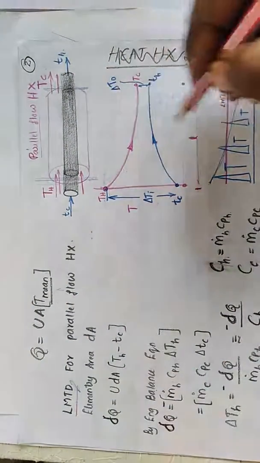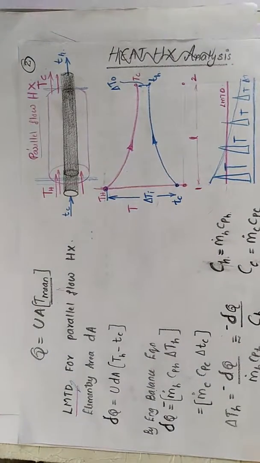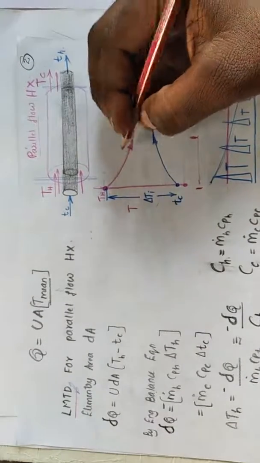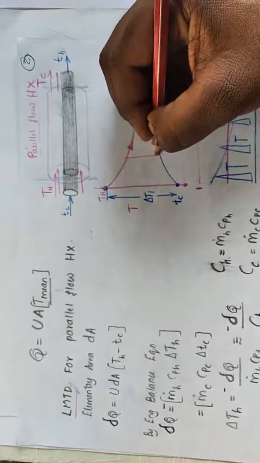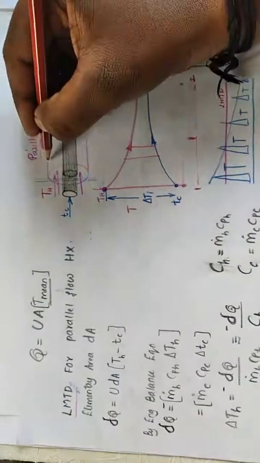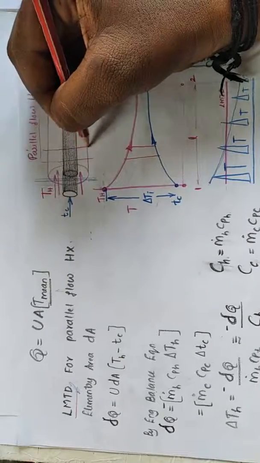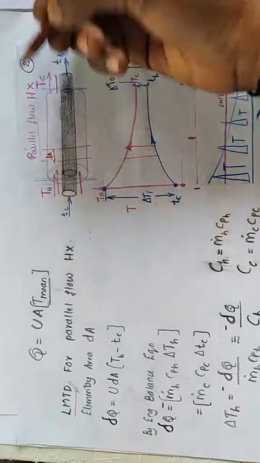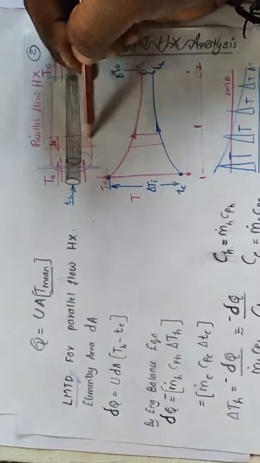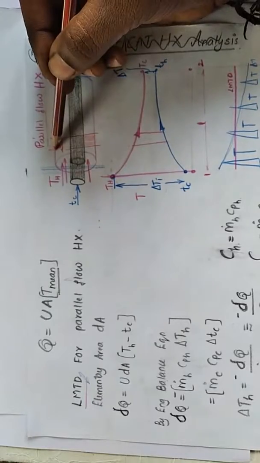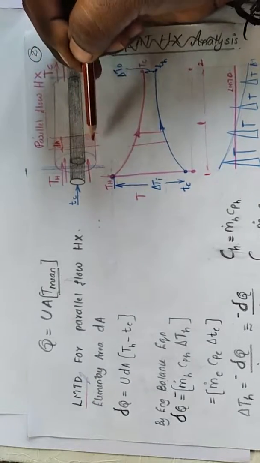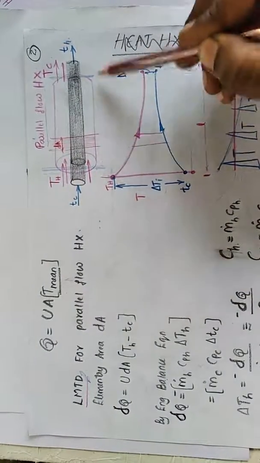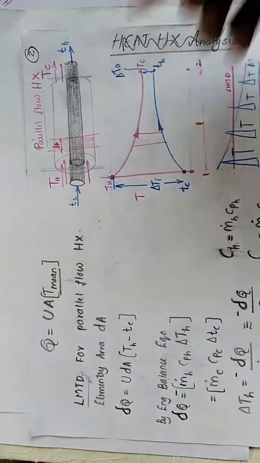Suppose I am considering an area dA for this heat exchanger. Here, this is a particular area. I am going to calculate the heat transfer at this particular area only. First I point out this area, then I integrate from 1 to 2, or from inlet end to outlet end, and then I will get the total heat rate. This is dA.